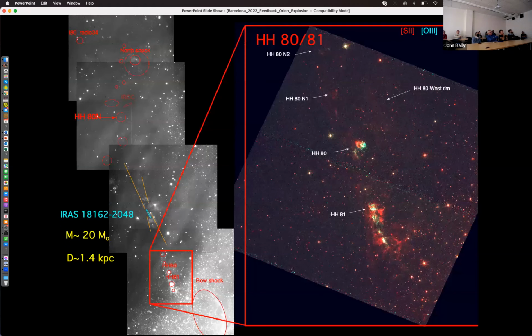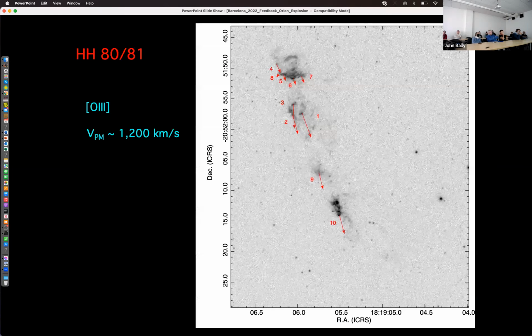When you look in the Hubble, this is the Hubble image. This is the driving source, a 20 solar mass protostar, off scale up there. A chain of Herbig-Haro objects which exhibit very high excitation oxygen-III emission. We use multi-epoch Hubble images from 1995 to 2018 to measure proper motions. And what we find, shown next, this vector is 1,200 kilometers per second. That's the fastest protostellar outflow I know of. Driving very hard X-ray bright shocks, traced by oxygen-III.